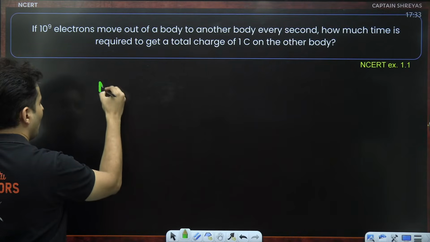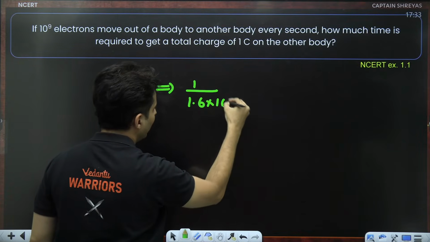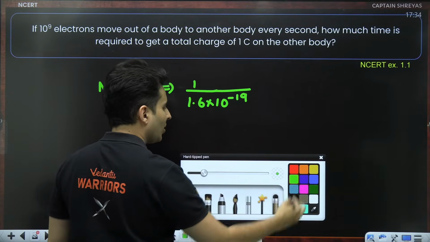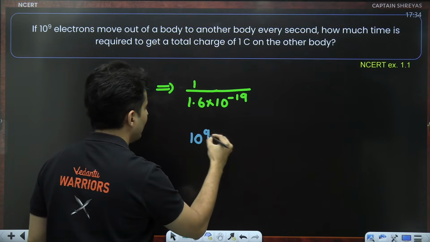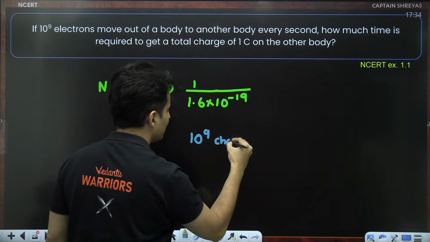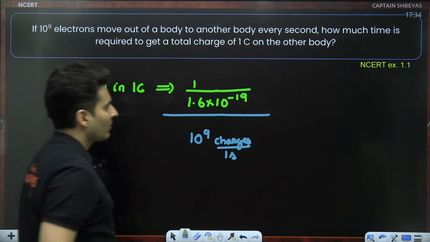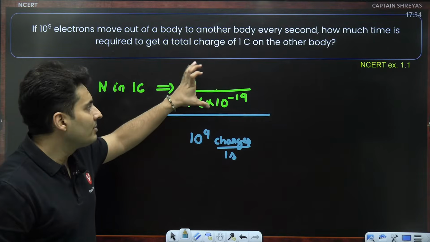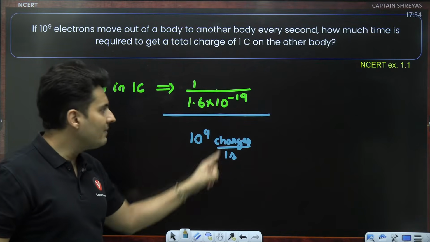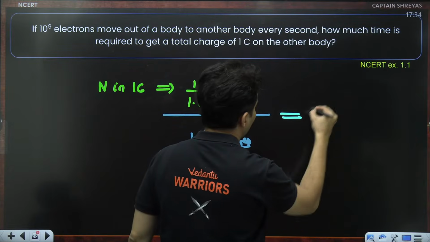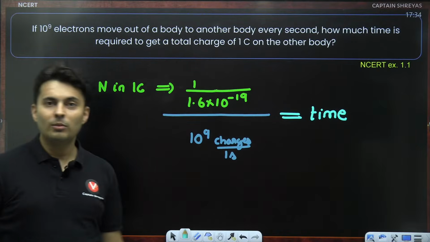The number in 1 Coulomb is 1 divided by 1.6 into 10 to the power minus 19. Okay, whatever that number be. If you divide this number with 10 to the power 9 electrons or basically charges per unit time, per 1 second, what will you get? These many charges you need. If you divide it with these many charges per second, I will basically get the total time which is required to make these many charges flow to get 1 Coulomb of charge.